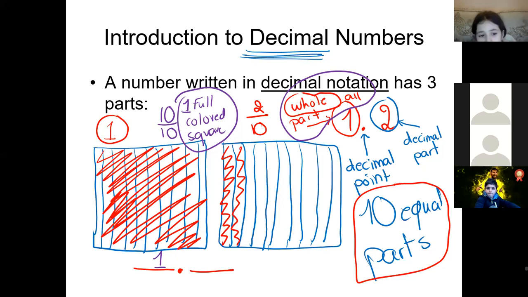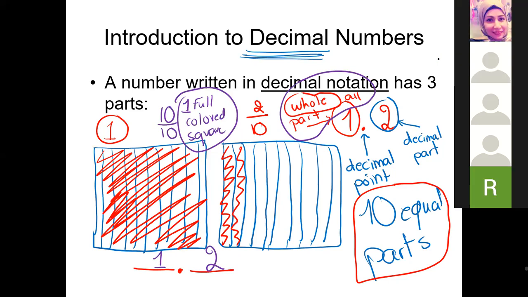Yaren, now I will ask you. In the second square, how many parts did we color? 2 parts. So I will write 1. So the answer is 1.2.